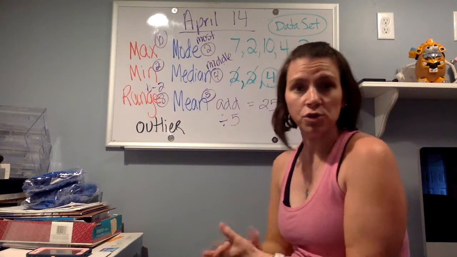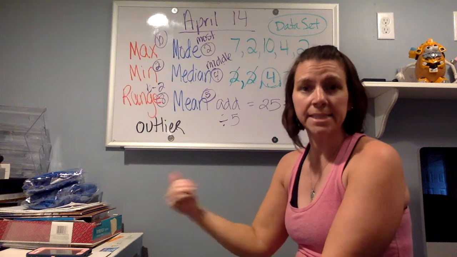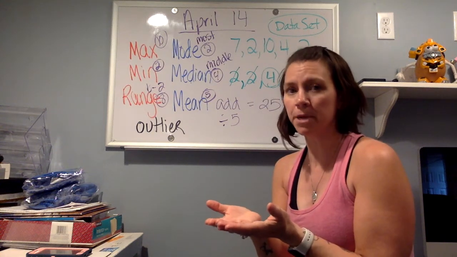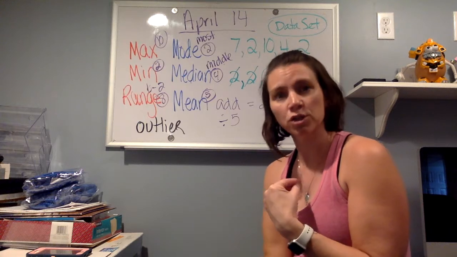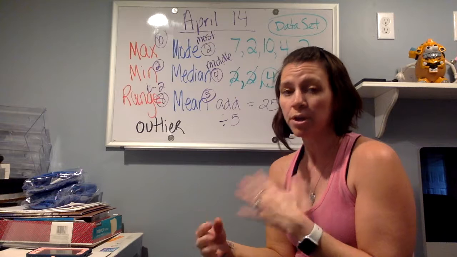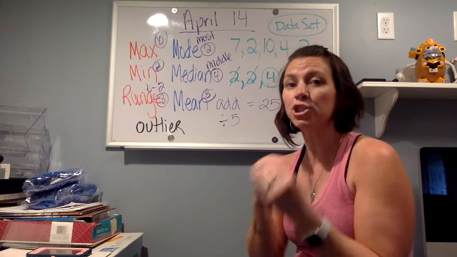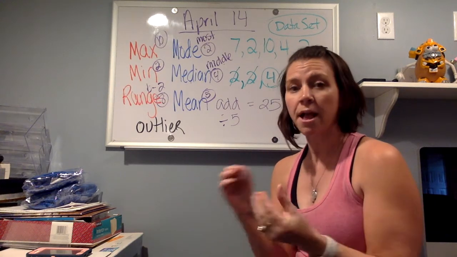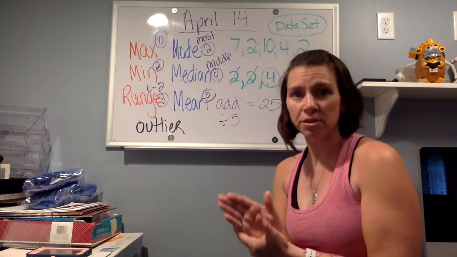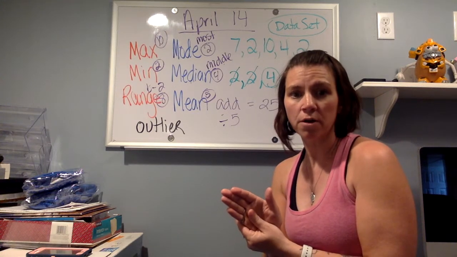Okay? So those are your reminders. Maximum, biggest. Minimum, smallest. Range, subtract the maximum and the minimum. Mode, the number that occurs most often. You can have more than one mode or you can have no mode. Median is the number in the middle, but you have to put them in order first. And then mean is the big one where you add them all up and then divide by how many numbers there are. Okay?